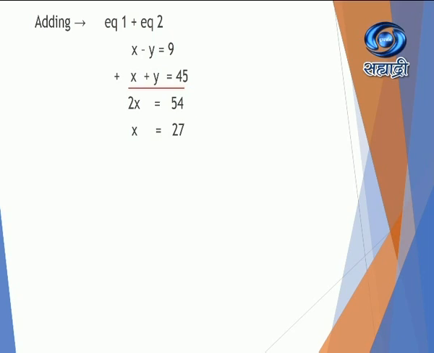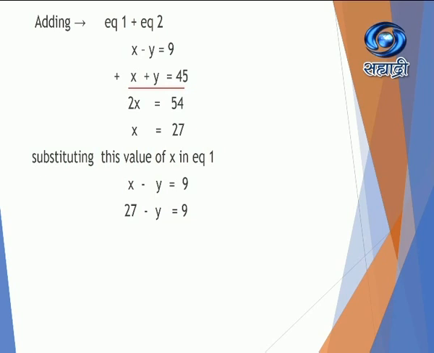Now let us find out the value for y. Substitute this value of x in equation 1. You can choose any equation, maybe equation 1 or 2. I have chosen equation 1: x minus y equal to 9. Substitute x is equal to 27. So 27 minus y equal to 9. Therefore, minus y equal to 9 minus 27. So minus y equal to minus 18. The negative sign gets cancelled and you can write it as y is equal to 18.